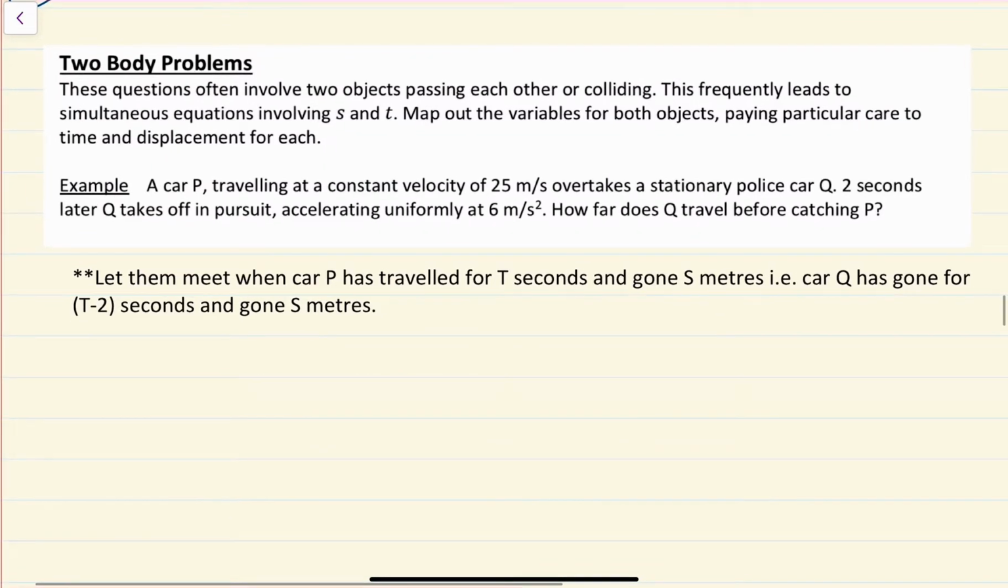So, two-body problems. These questions often involve two objects passing each other or colliding. This frequently leads to simultaneous equations involving S and T. Map out the variables for both objects, paying particular care to the time and displacement for each.